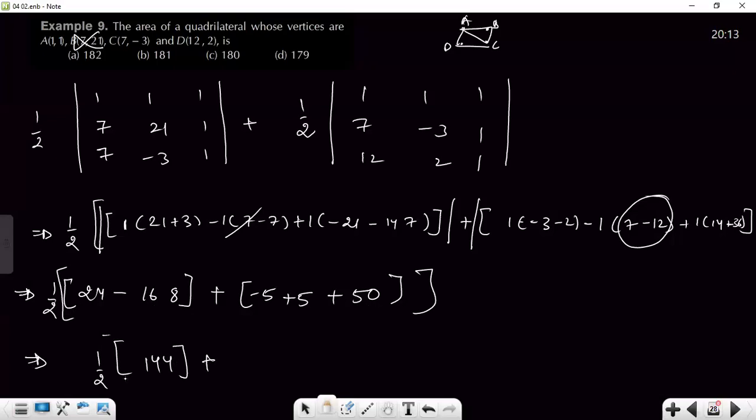Plus minus 5 plus 5 becomes 0. This becomes 60. Okay, this is equal to 204 divided by 2. 144 plus 60 becomes 204. That should become 102, which is not matching with any of our options.